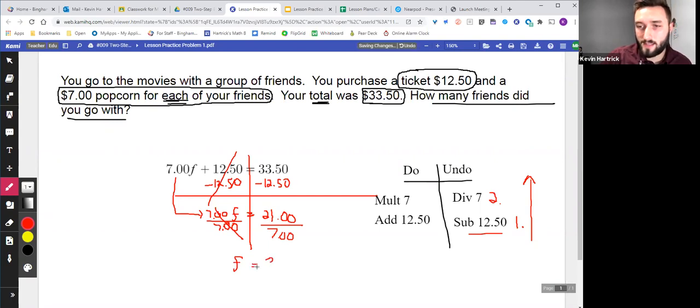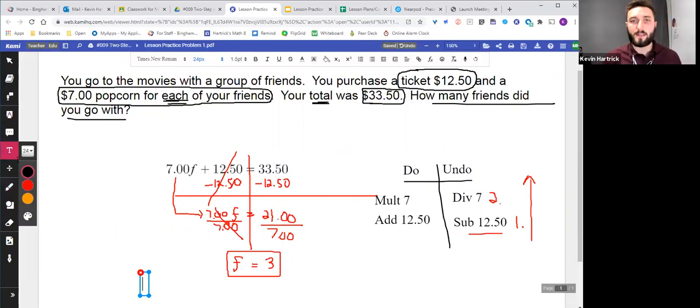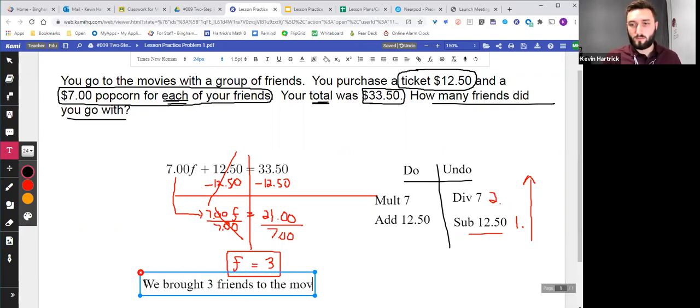And F in this case is going to equal 3. Remember, this is not sufficient enough for the answer. This is great work. That means that we know what our answer is, but we have to actually state it. So in our answer statement, we are going to say that we brought 3 friends to the movie. And that is our answer.